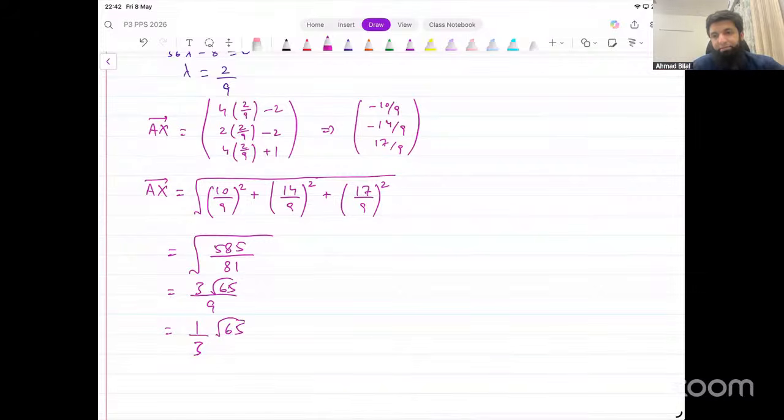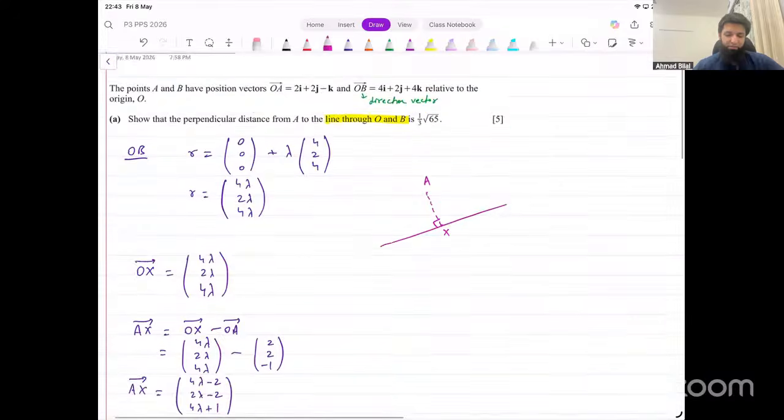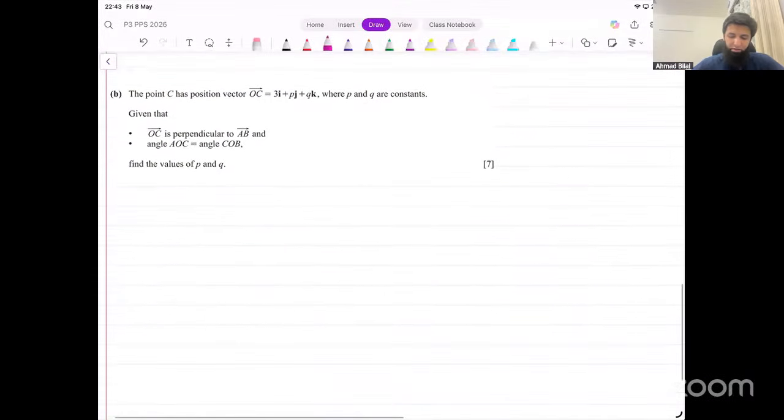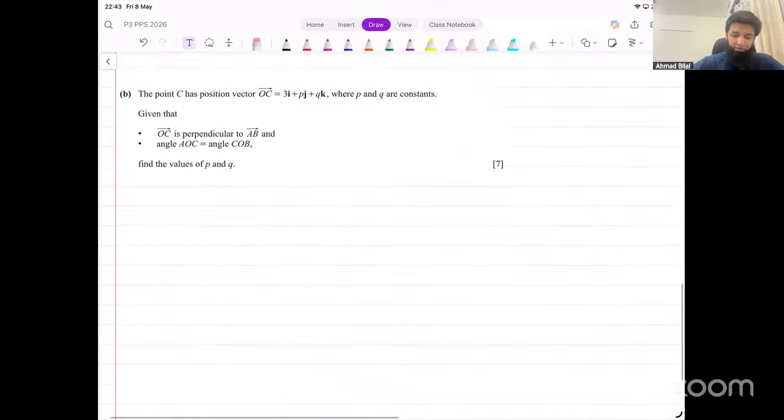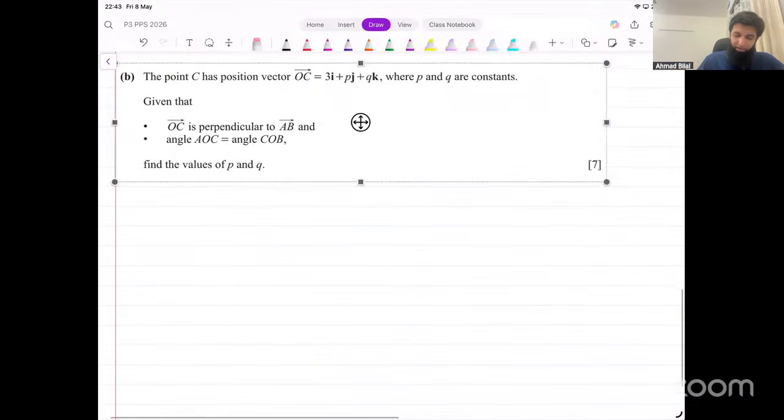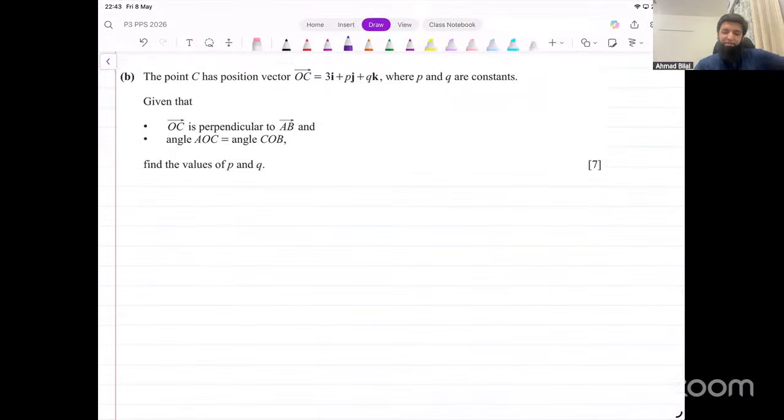Okay. Makes sense. That was the first part. That was a standard part, perpendicular distance. Now we have another 7-mark question. Okay, let's do this now. The point C has position vector this. Given that OC is perpendicular to AB and angle this is equal to this, find the values of P and Q. And this is also not that difficult. It may just be slightly lengthy, but not difficult as well.